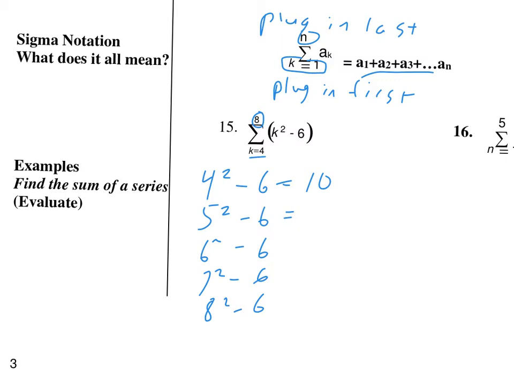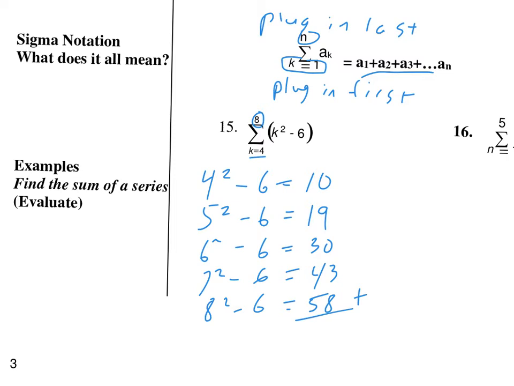So 25 minus 6 is 19. 36 minus 6 is 30. And now 7 squared minus 6, that's 49 minus 6, 43. And 64 minus 6 would be 58. So now we will add all of those up.